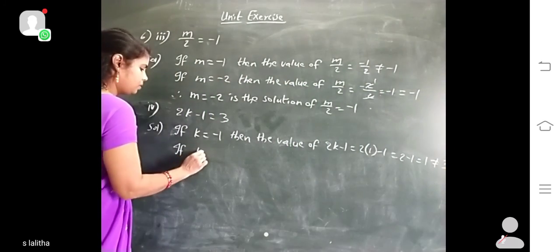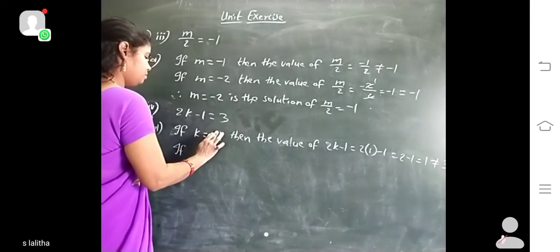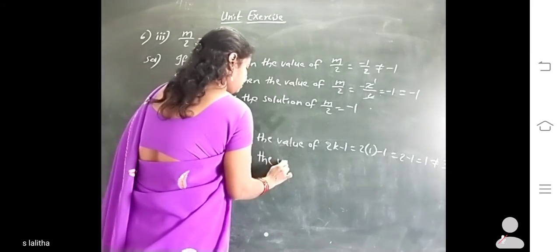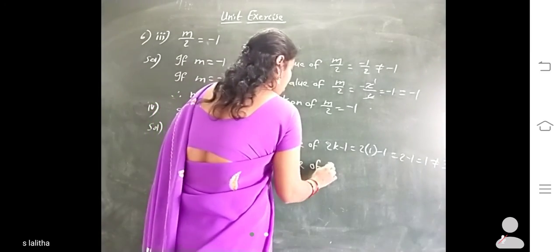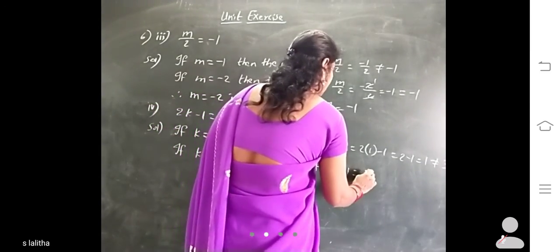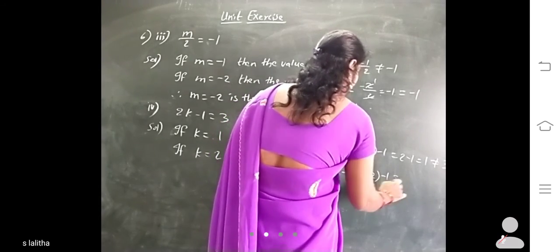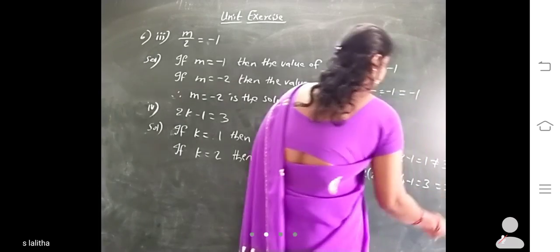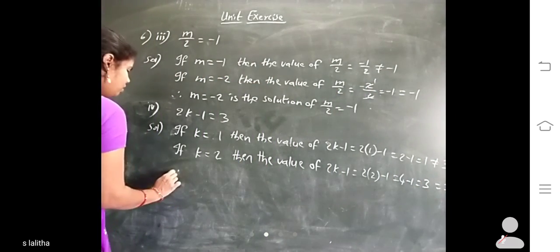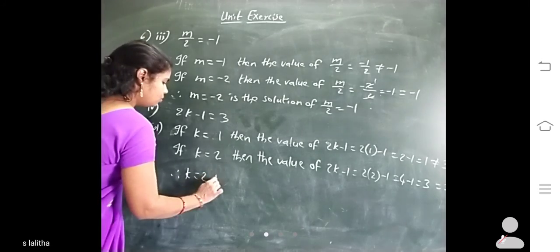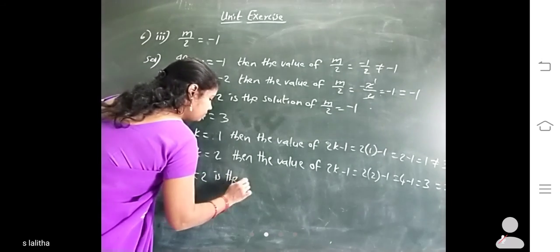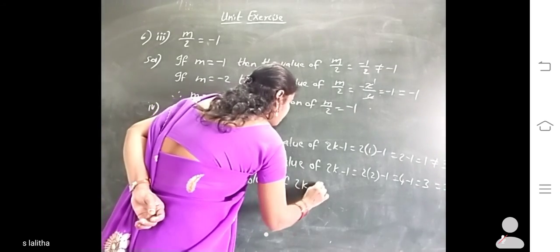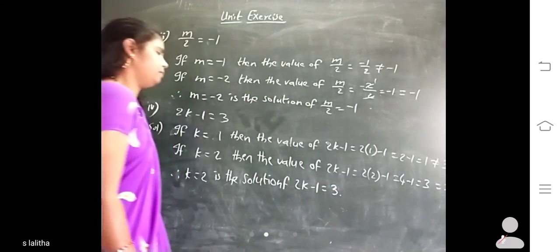If k = 2, then the value of 2k - 1 is 2 into 2 - 1. 2 fours are 4, 4 - 1, how much? 3. It is equal to 3. So therefore, k = 2 is the solution of 2k - 1 = 3. Okay? Right.